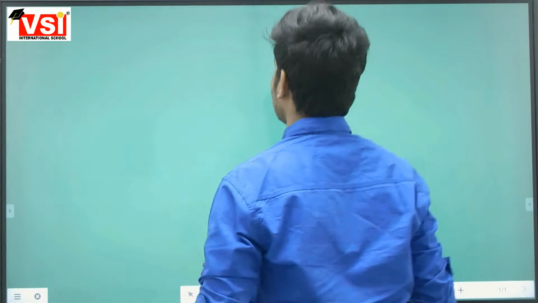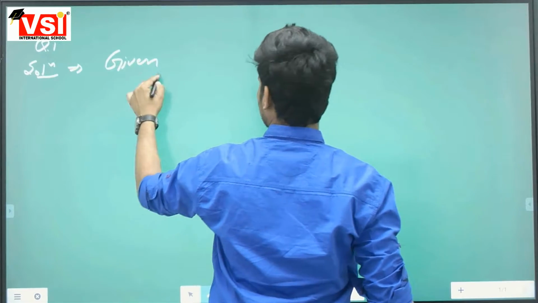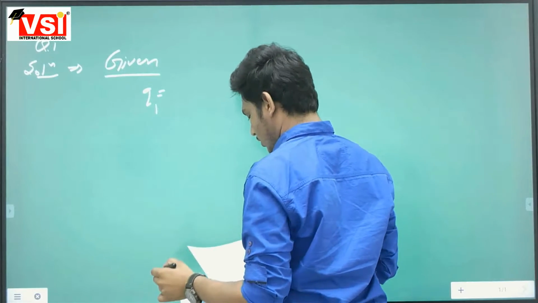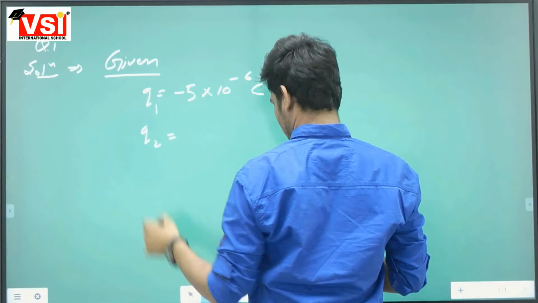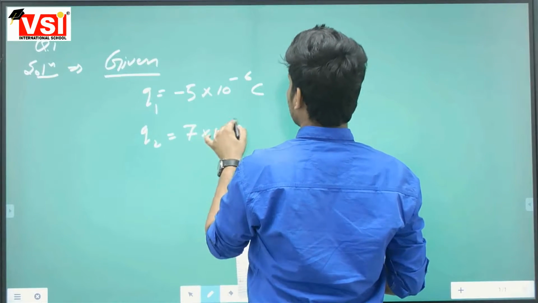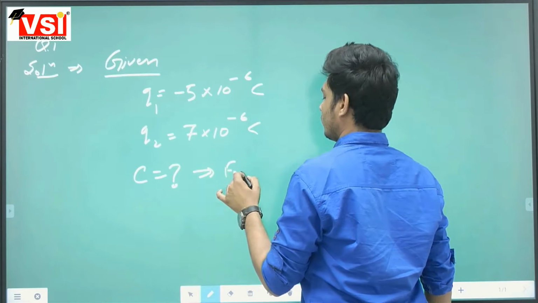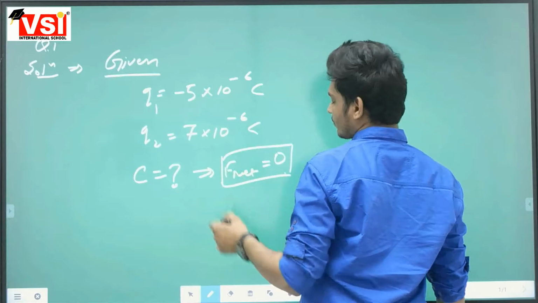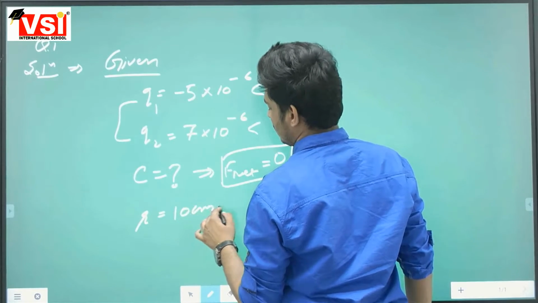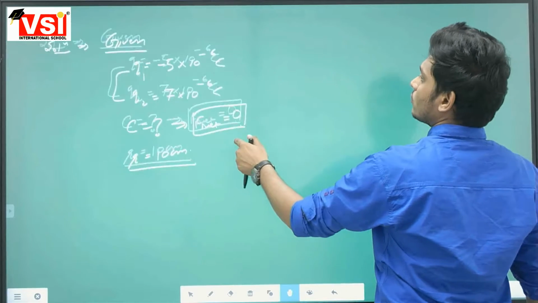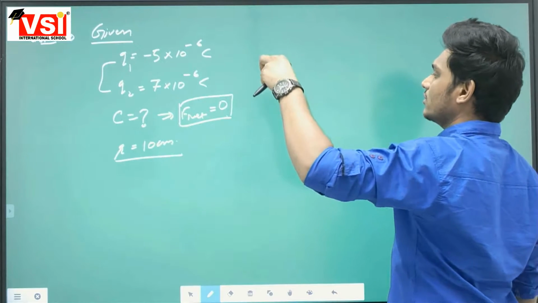So basically in the question, the given data is something like this. Question number 1, solution. Given is the value of charge Q1 is equal to minus 5 into 10 to the power minus 6 coulomb and Q2 is equal to 7 into 10 to the power minus 6 coulomb, and we have to find out the point C where the net force F net is equal to 0. And one more data is given, that the distance between both the charges is R equal to 10 centimeter. This is the data given in the question, and we have to find out the point C at which position we have to take another charge so that it feels the net force equal to 0.